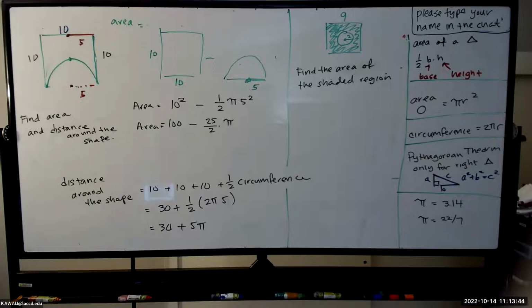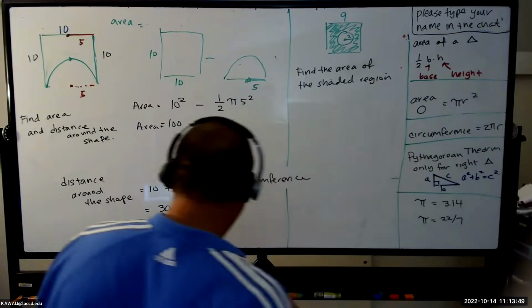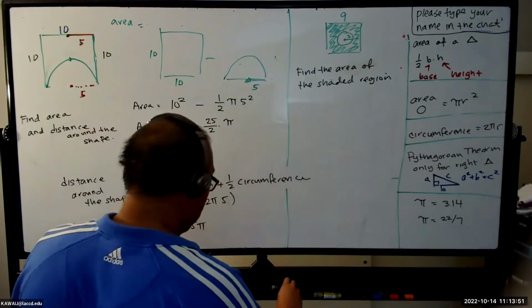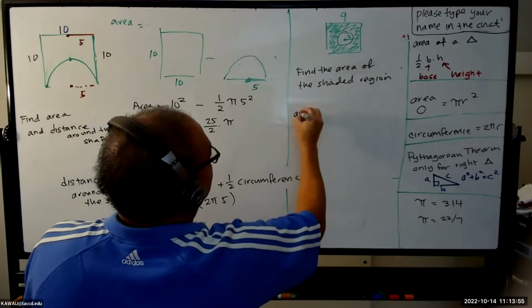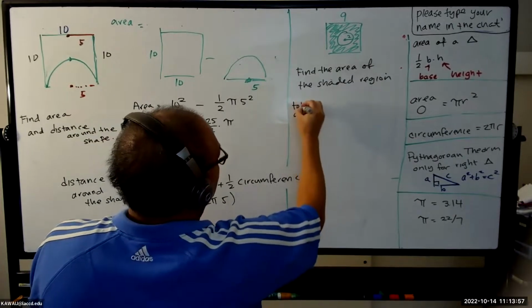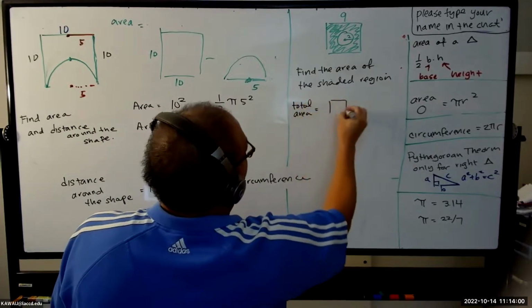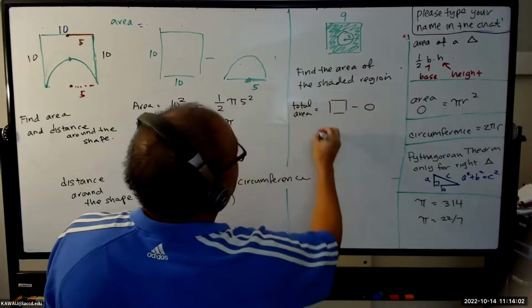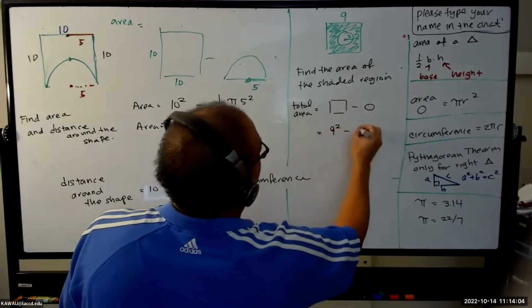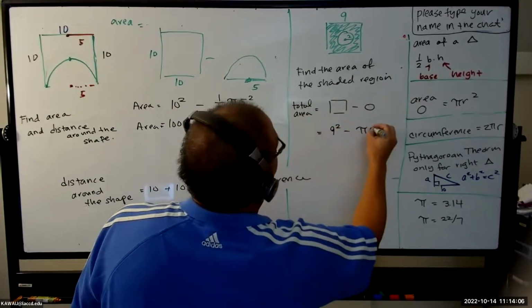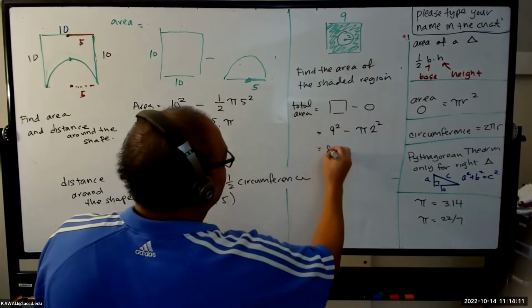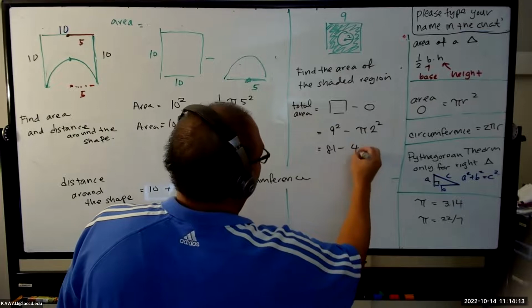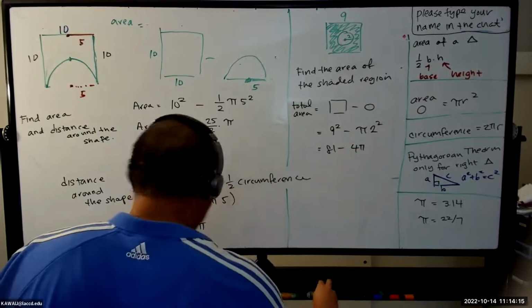Okay, let's take a look at this. So the area is going to be equal to the total area, the area of the rectangle, minus the area of the circle. So it's 9 squared minus pi 2 squared, right? R squared. So it's equal to 81 minus 4 pi. Okay, so that's good.